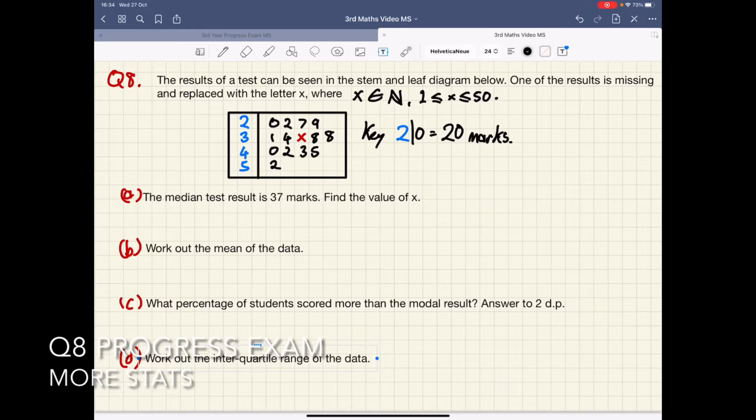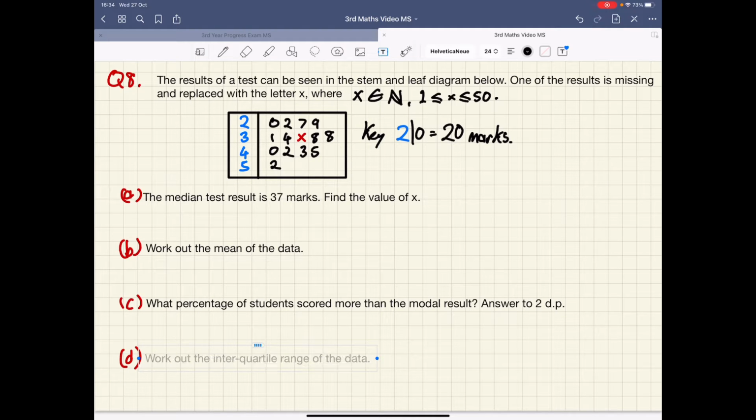Okay, so the last question was to do with finding central tendency, the mode, the median, and the mean. It began by saying the results of a test can be seen in the stem and leaf diagram below. One of the results is missing and replaced with the letter X.